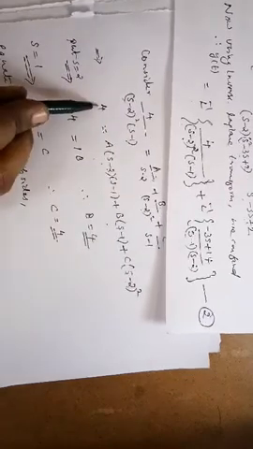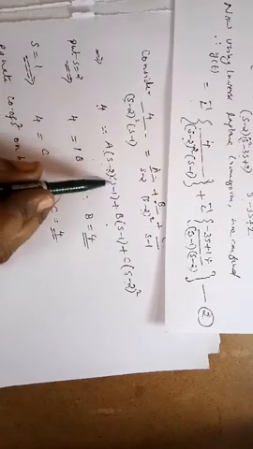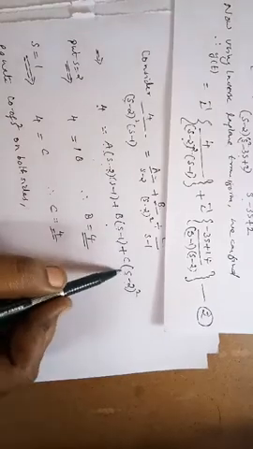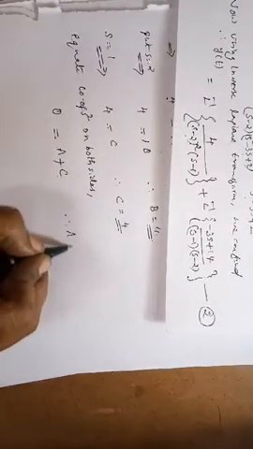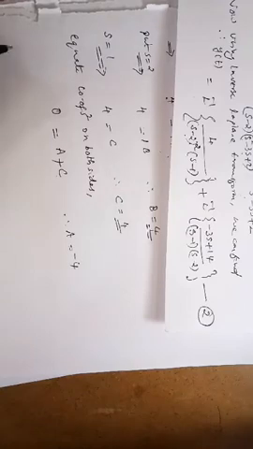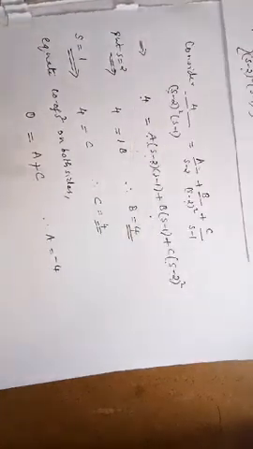So the coefficient of s square is 0, which equals a plus c, since the coefficient of s square is a in one term and c in the other. When c equals 4, a plus c equals 0, so we get a as minus 4. Therefore, we obtain all the constants a, b, c.